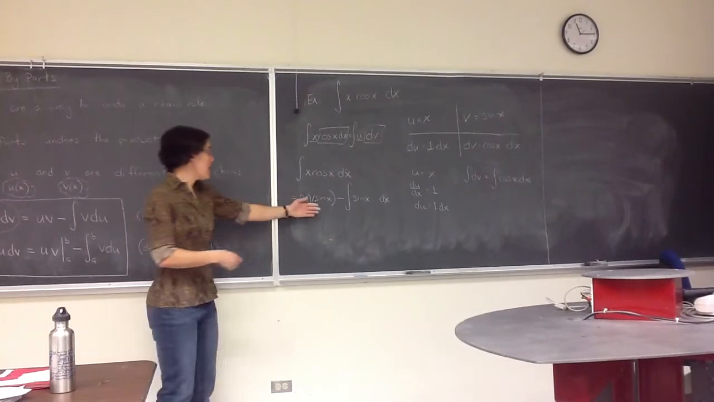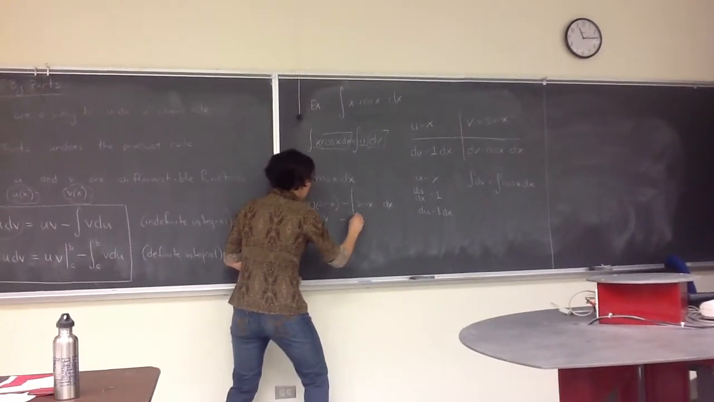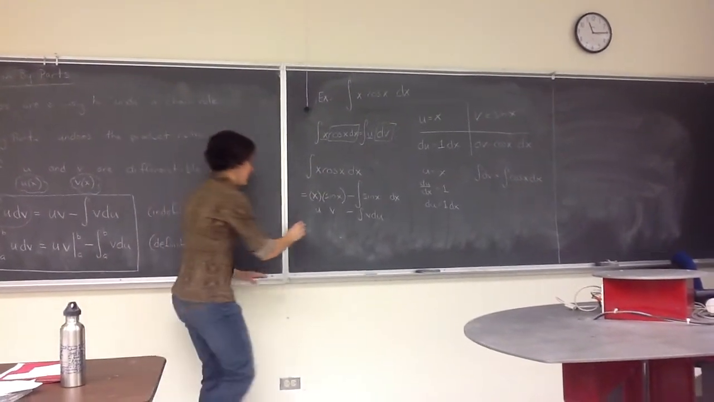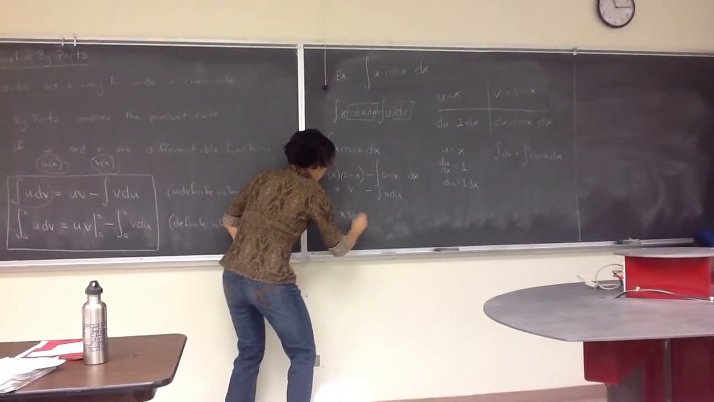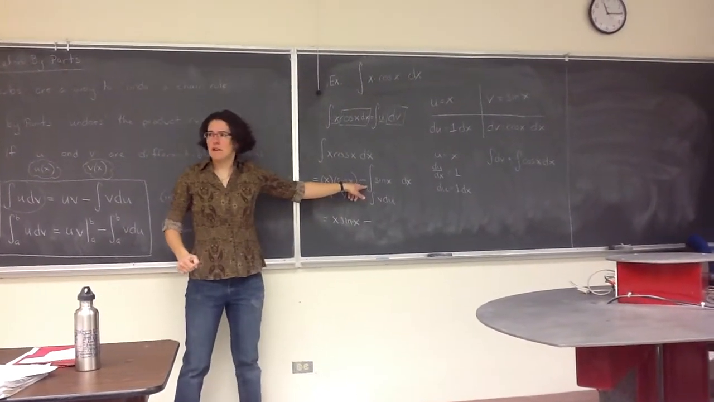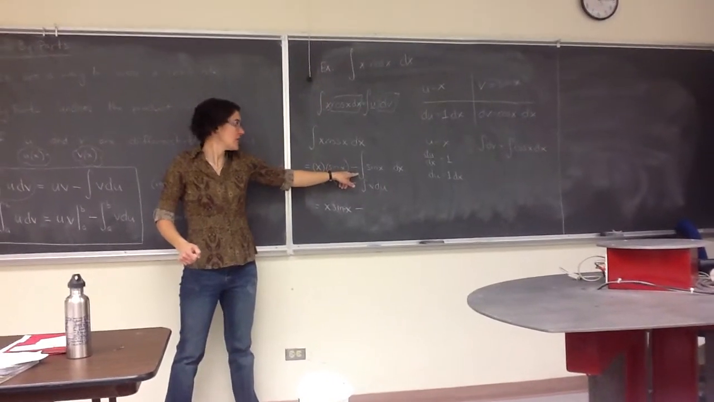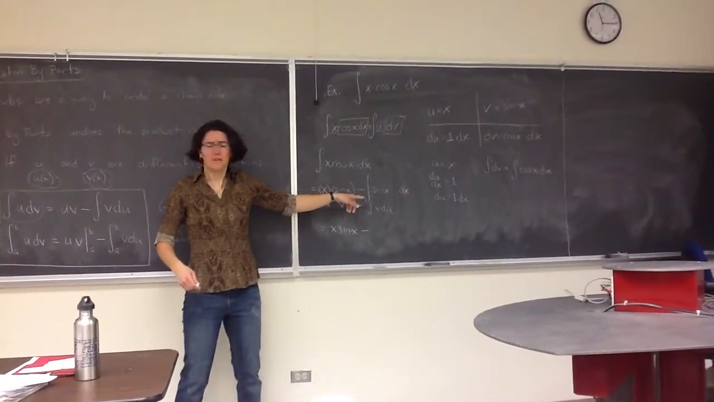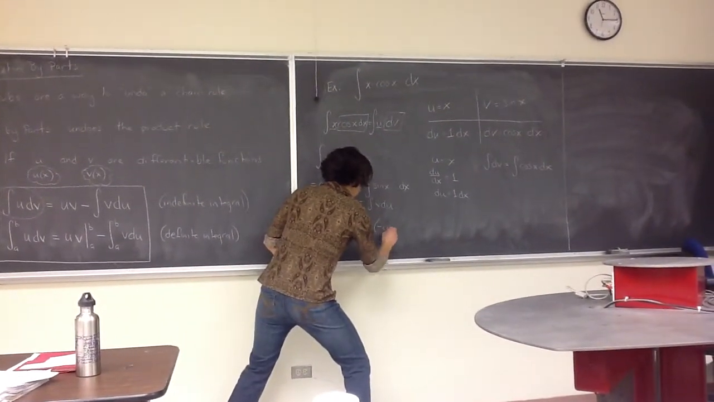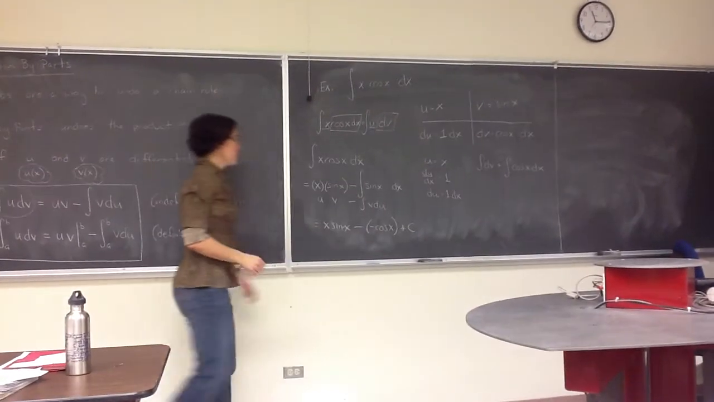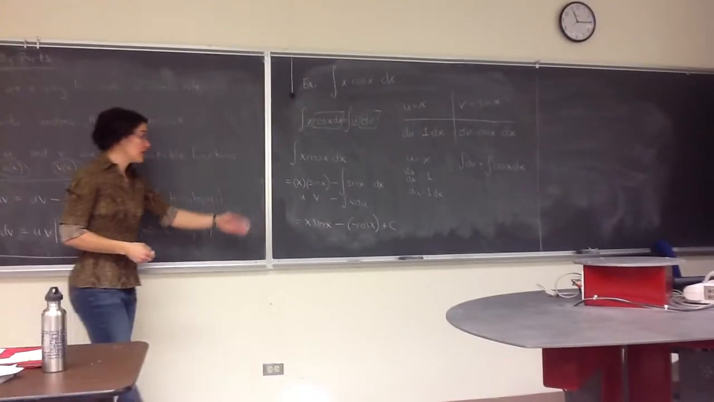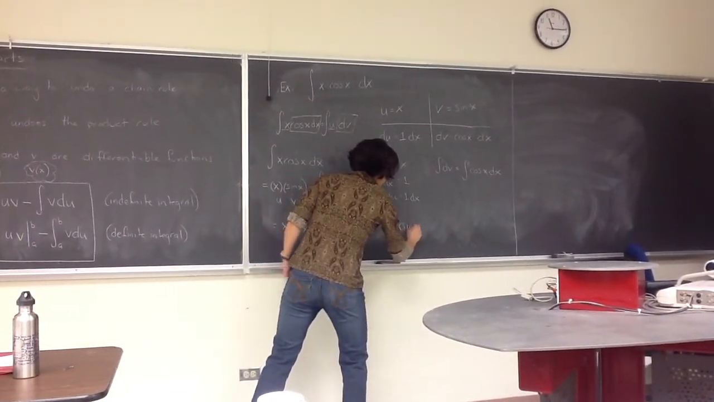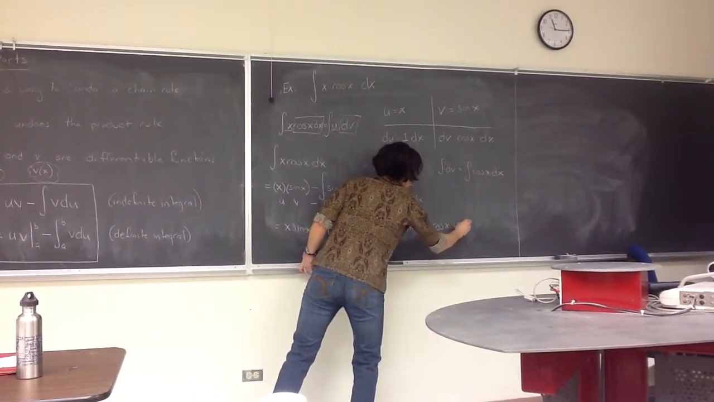Okay, so we've now written down uv minus the integral of v du. And so now we've got some things done. We've got x times sine x, and now I've got the antiderivative of sine x dx. The antiderivative of sine is negative cosine. So minus a negative cosine x. My final answer I can leave as x times sine x minus a negative cosine x plus c, or I can write it as x sine x plus cosine x plus c.